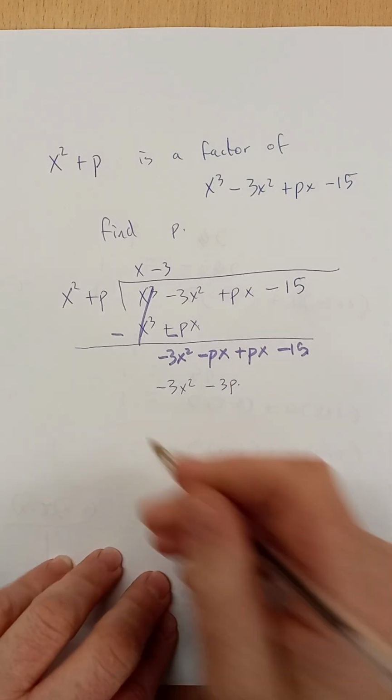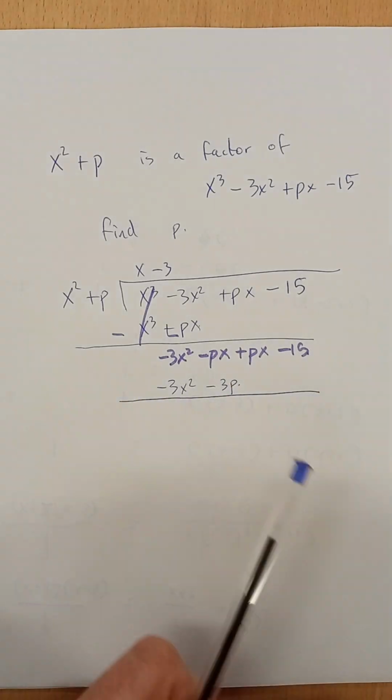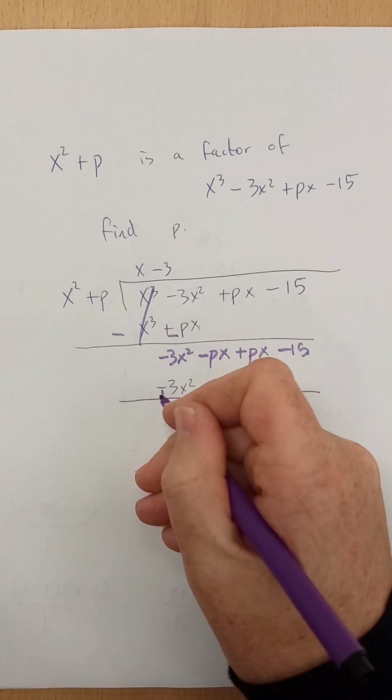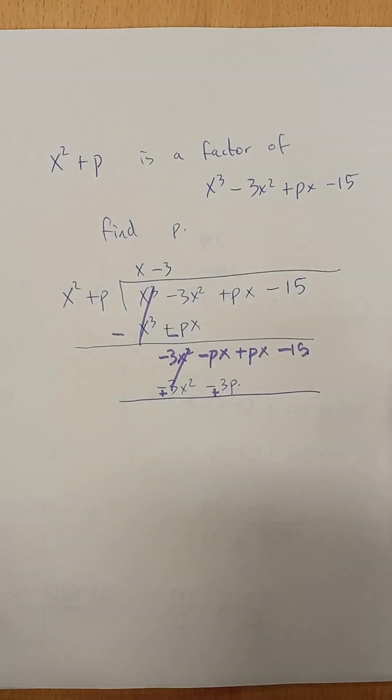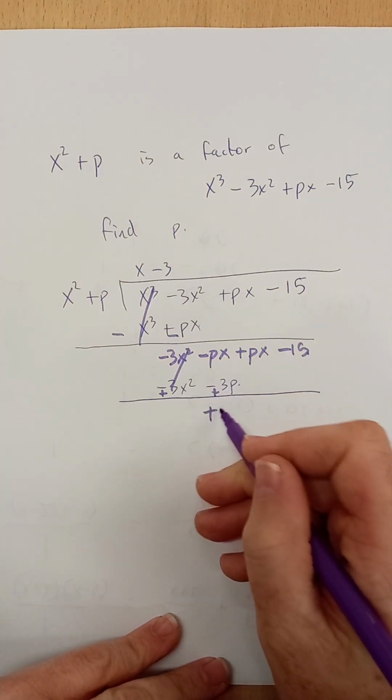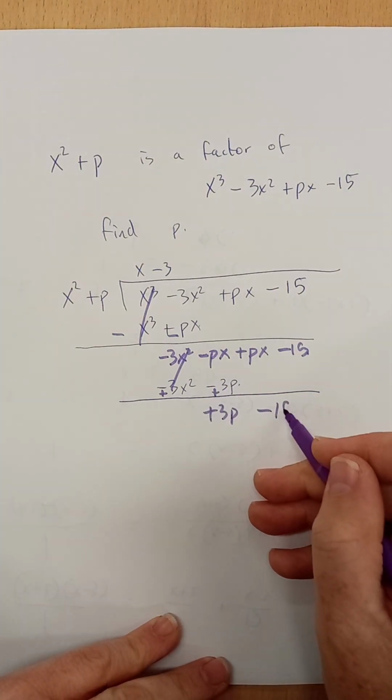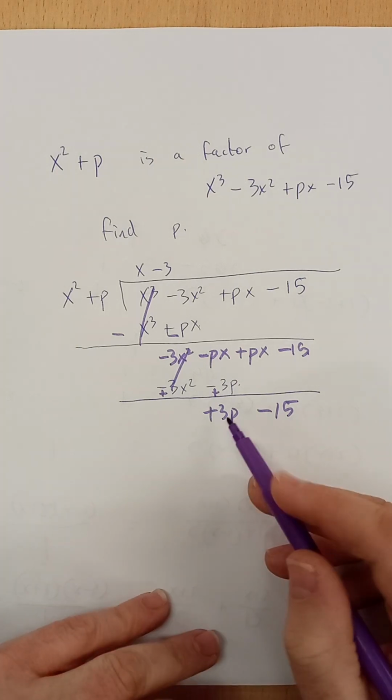Okay, so same thing again. Change the signs. Plus, plus, cancel. These two have cancelled, so I don't have to write anything down for them. So I have a plus 3p and a minus 15. Okay, so that is all that's left over.